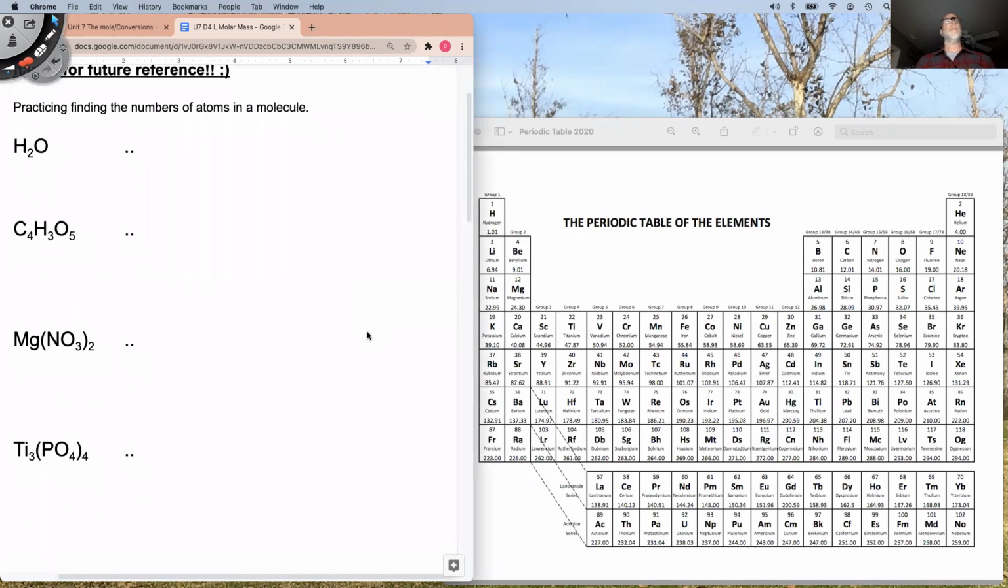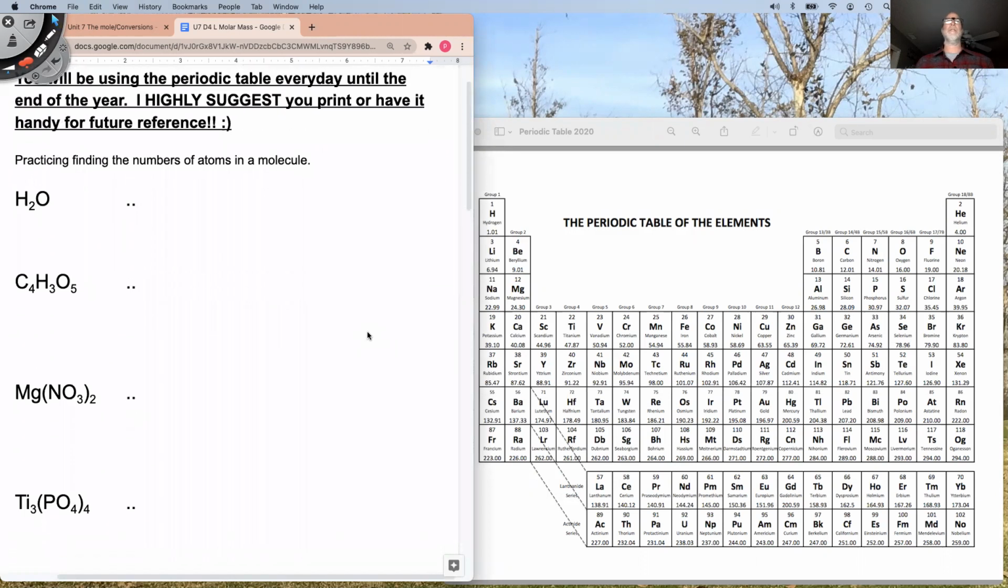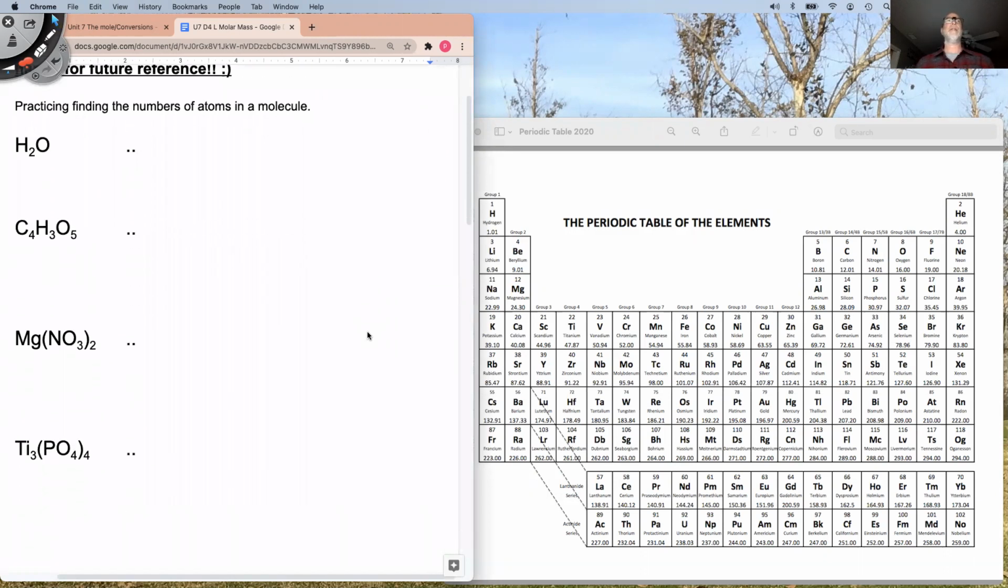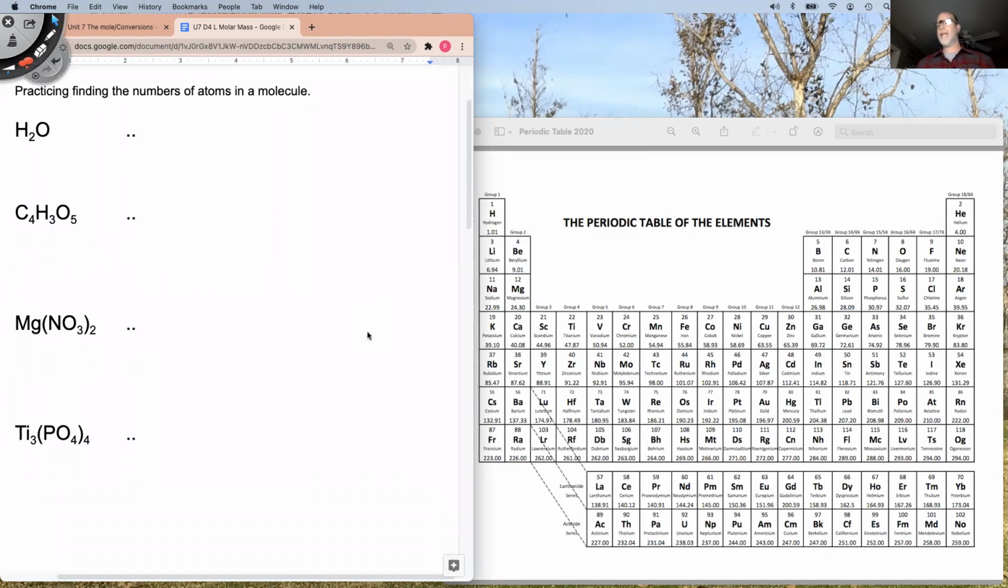So before we start molar mass, which is how heavy something is, we'll get to that in a little bit, you need to practice finding out how many atoms there are in a molecule. Now, remember, an atom is an individual atom or an individual element, whereas a molecule is a combination of two or more atoms. So let's take a look at this here. It says practice finding the number of atoms in a molecule.